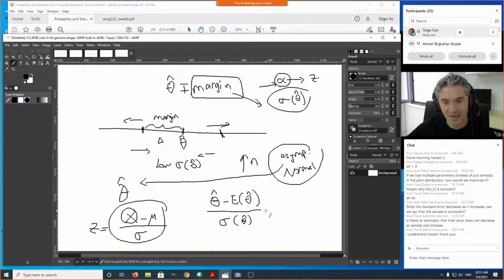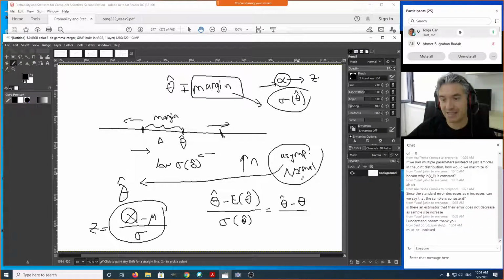Now, what do we have here? We have a term in our hand. Another thing we need to use here: can I write theta here instead of this? In order to write theta instead of this one, in addition to being asymptotically normal, my estimator needs to have another property, right? What was that property? Exactly. Yes, right on the point. It must be unbiased.